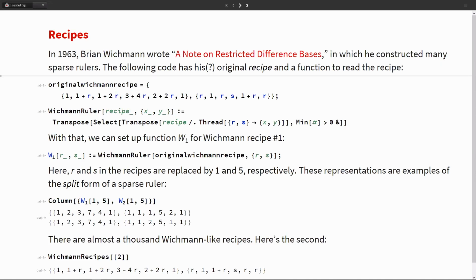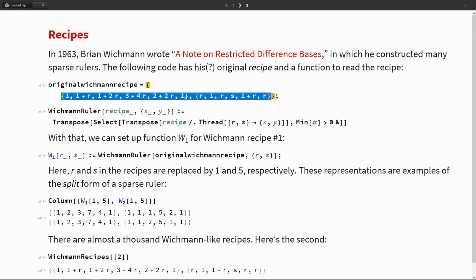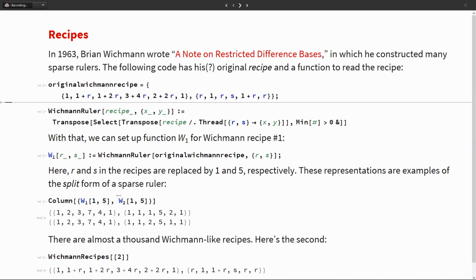Okay. Brian Wichmann was the one who kind of cracked the problem. And this is the recipe he used, and this is for that split form I was just showing. So for example, this recipe gives the ruler we were just looking at. If we plug in 1 and 5, we get that split form we were just seeing: 1, 2, and 3 once, 7 5 times, 4 twice, and 1 once.